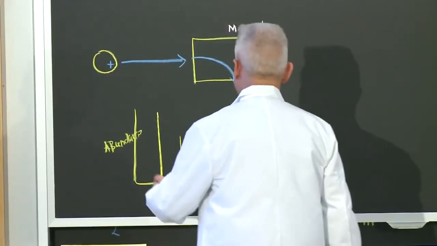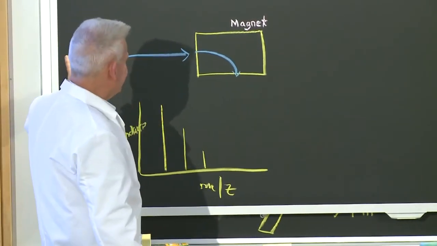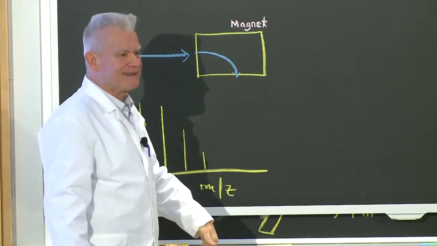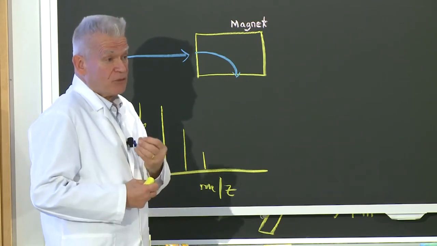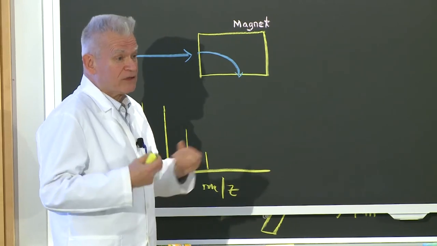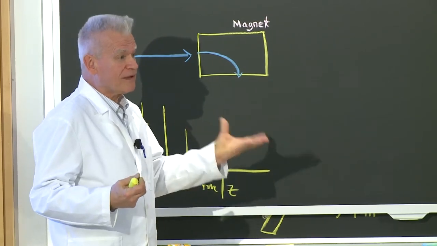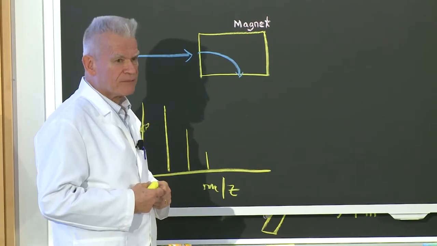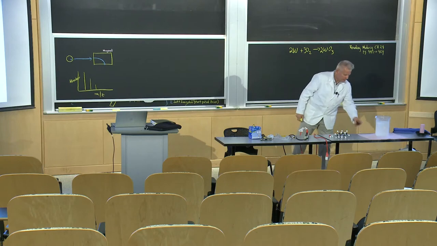The basic principle of mass spec is you have an ion that enters a magnetic field and it gets deflected. It gets deflected dependent on the actual mass-to-charge ratio. Bigger, heavier atoms are going to be deflected less than small, lighter atoms. But that's the whole underlying principle of mass spectrometry.